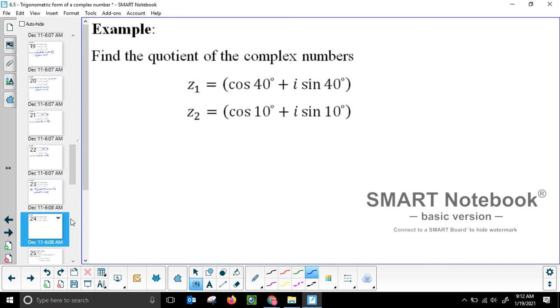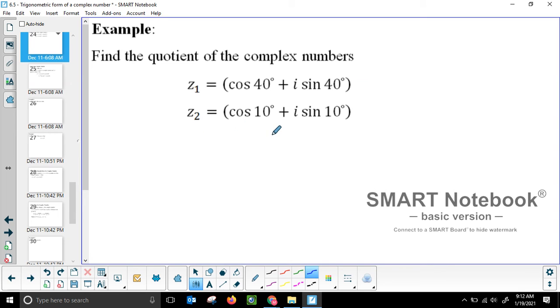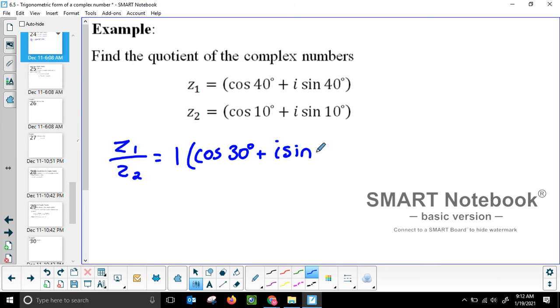So again, very straightforward. Like usual, you may want to pause it here, try it on your own, and then push play to check. z1 divided by z2. 1 divided by 1 is 1. Times cosine, 40 minus 10 is 30, plus i times the sine, again, of 30. Very straightforward, straight from the formula.